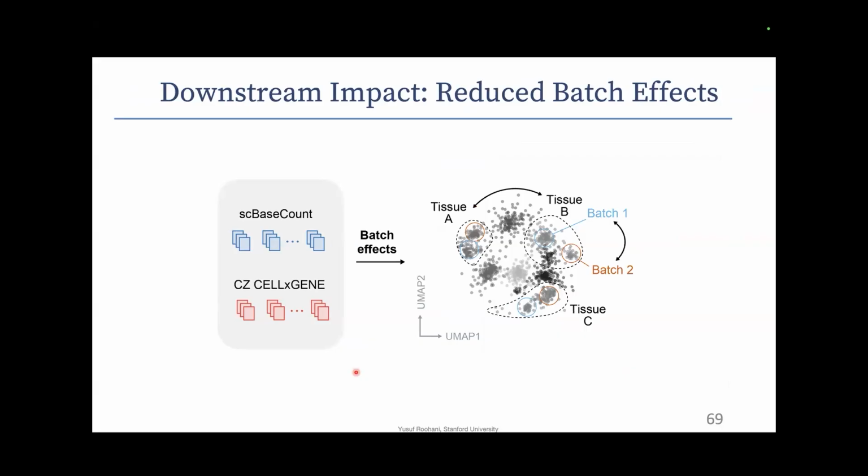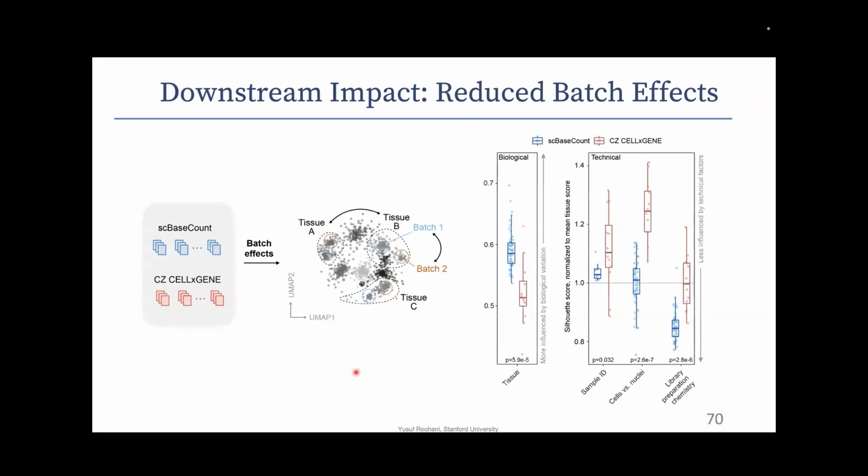What is the benefit of having a large uniformly processed data repository? We see that the batch effects are significantly lower, especially if you try to see how much of the signal within this data set can be explained by technical factors such as sample ID, or single cell versus single nuclei, or the library prep chemistry. In each of these cases, in terms of base count, the signal is lower than if you compare it to something like cell by gene. And then in terms of more biologically meaningful variables, such as tissue, a lot more of that signal can be explained in the case of base count as compared to cell by gene. So it's all very positive indicators that doing this uniform processing helped us get cleaner data downstream.